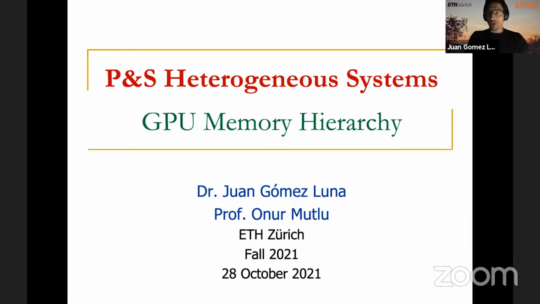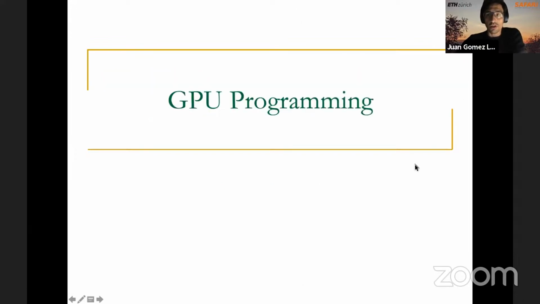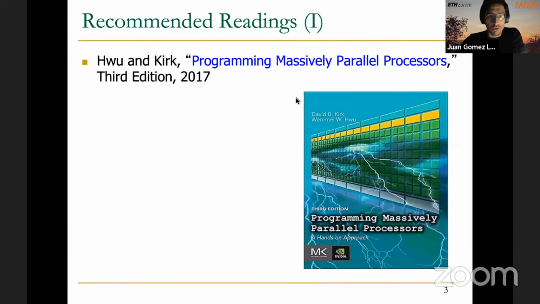Today we are going to keep talking about GPU programming, and in particular we are going to introduce the memory hierarchy and the different memory spaces that the GPU threads can have access to. Before we go into the explanations corresponding to today's lecture, I want to very briefly summarize what we discussed in the previous meeting when we started talking about GPU programming.